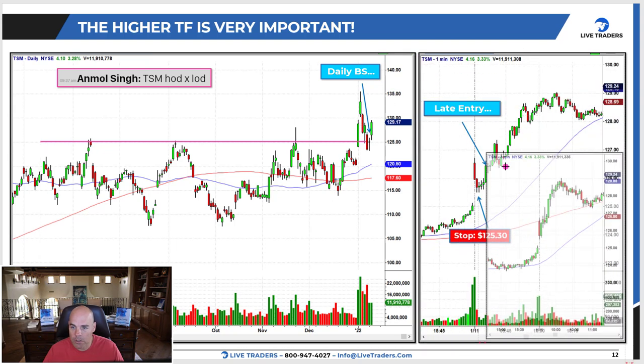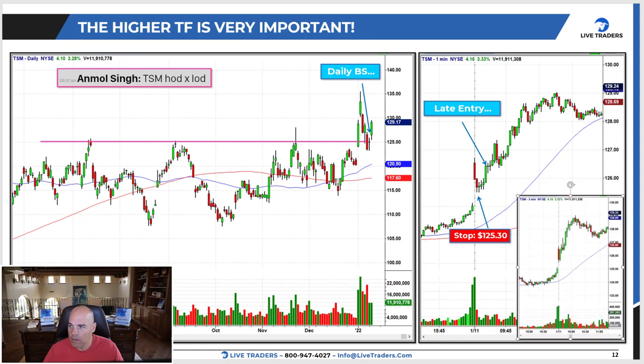Okay, pull this back down. Inside of a daily buy setup. And this stock ultimately went to 129 plus, and made good money. But what I want you guys to look at is how we just tied everything we learned last week into one chart, or two time frames, one stock.